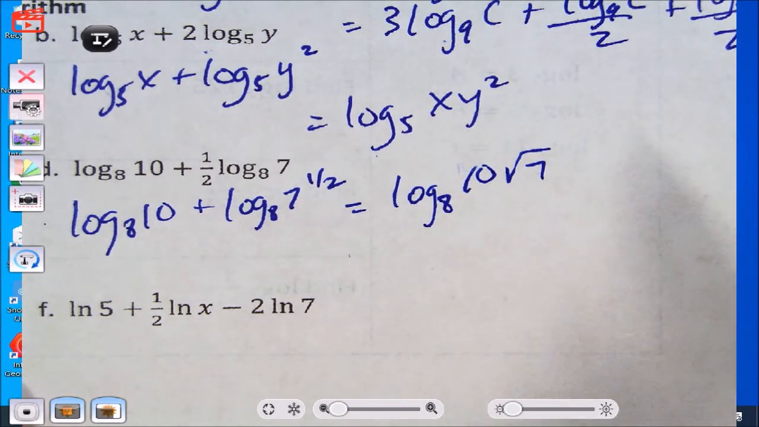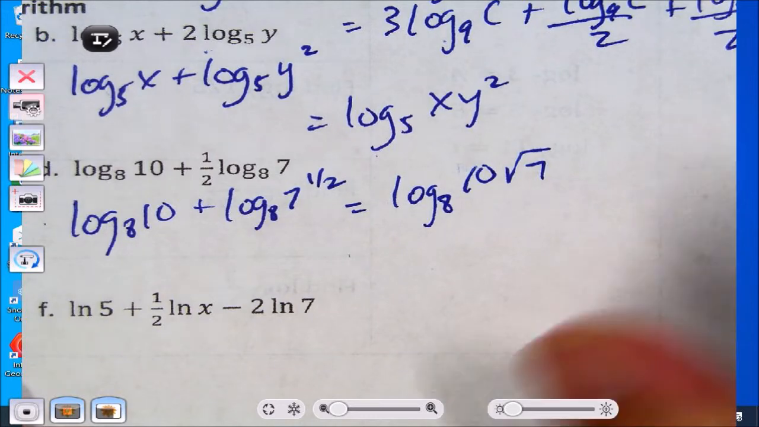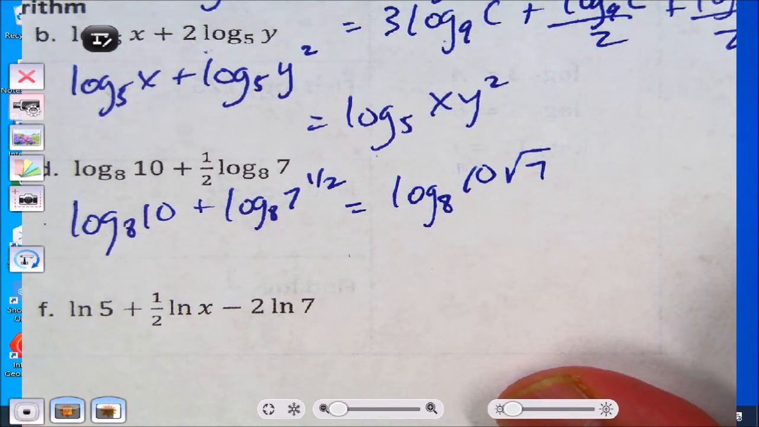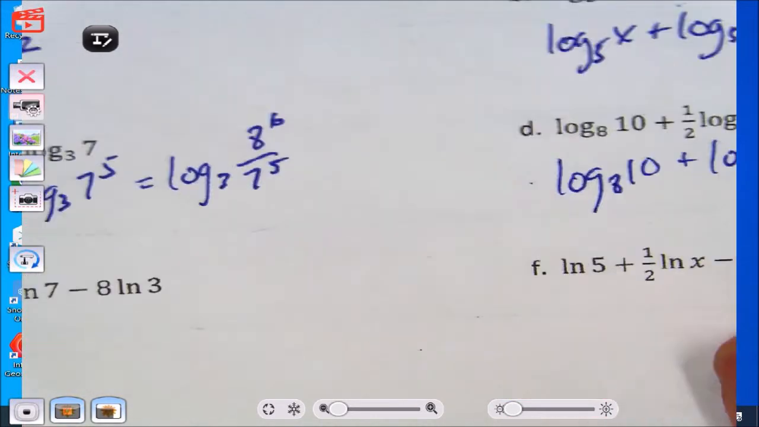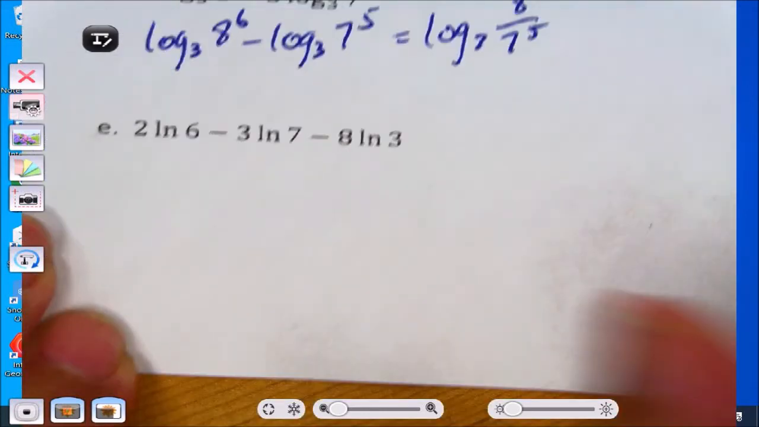And that's the answer, because everything is in one log. We're almost done. Two more examples.